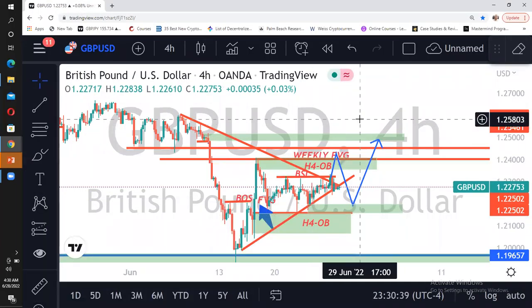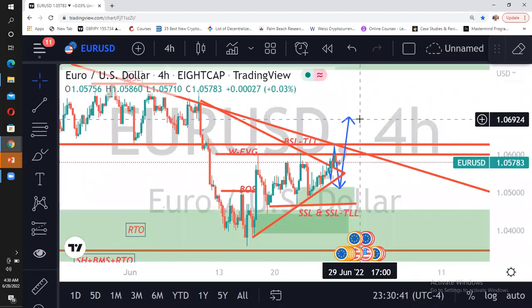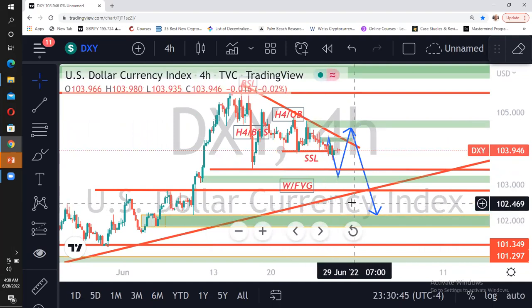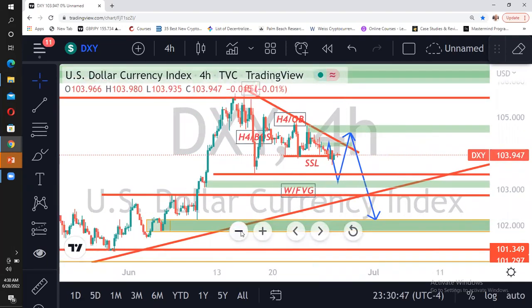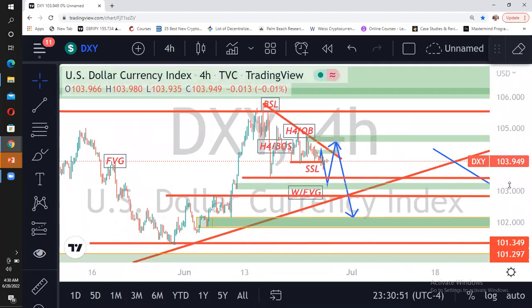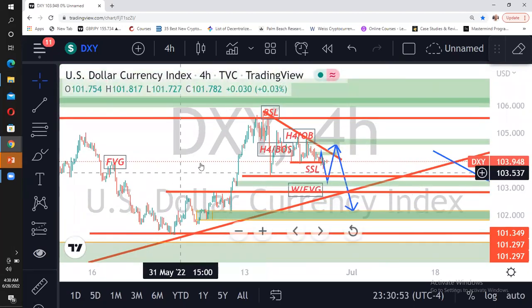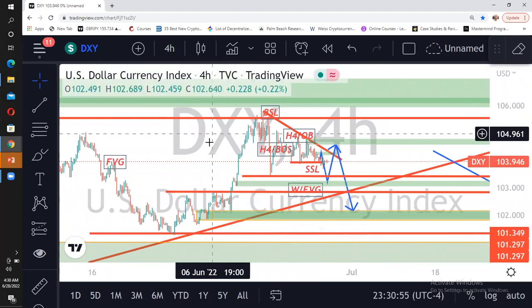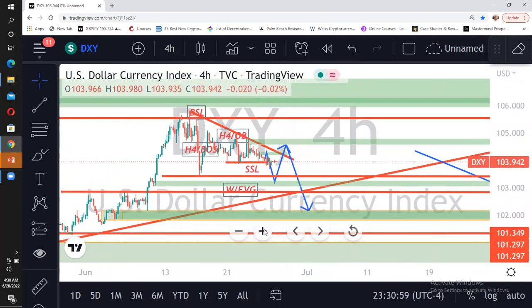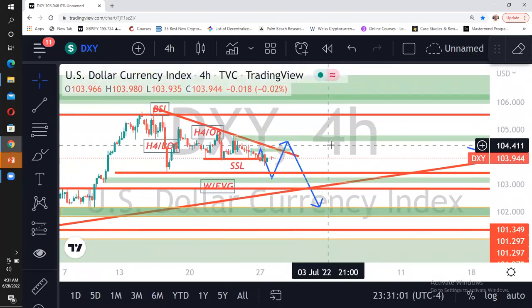Let's go straight up to dollar index. And I'll zoom out so you can have a better picture. This is what we'll have in our dollar index, and this is 4 hours. And this was analyzed yesterday.